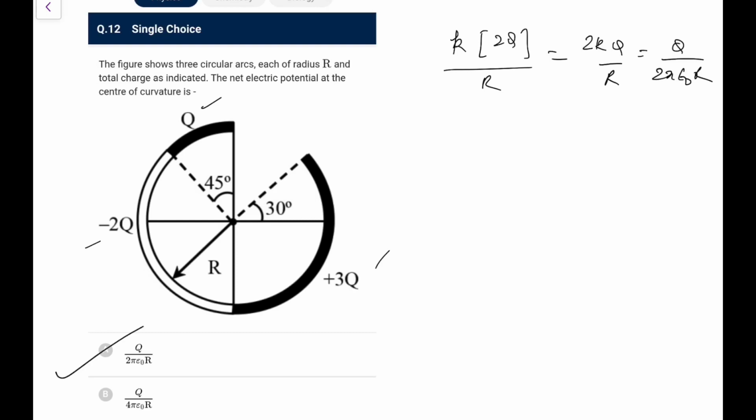So that's an easy one. Potential is asked. Field calculation might have been difficult, but potential is easy.